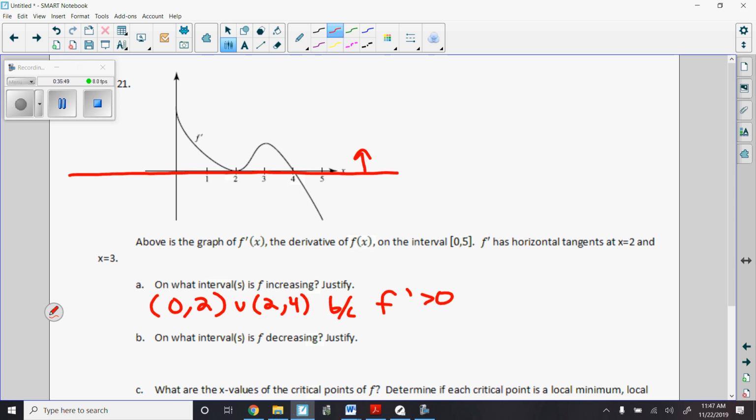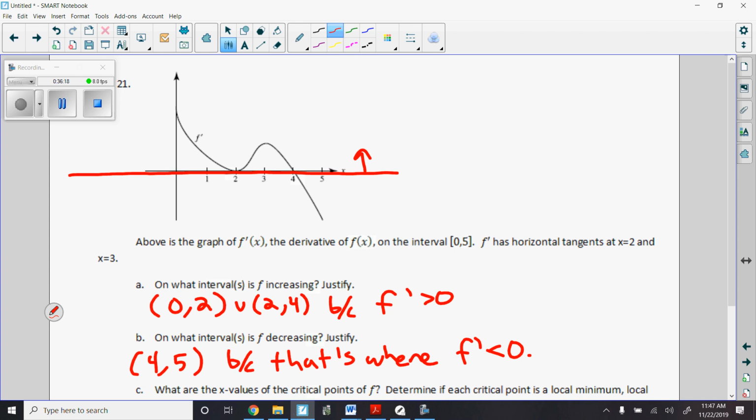On what intervals is f decreasing then? Well, anywhere we're below the line, that would be from 4 to 5. Because that's where f prime is less than 0. You don't have to write a lot here, but you do need to be specific. Don't say because that's where it's 0. Or sorry, that's where it's less than 0.